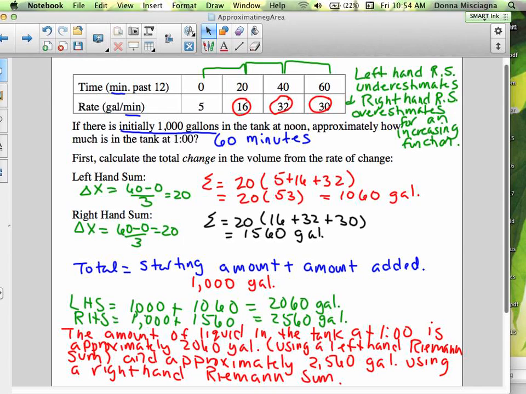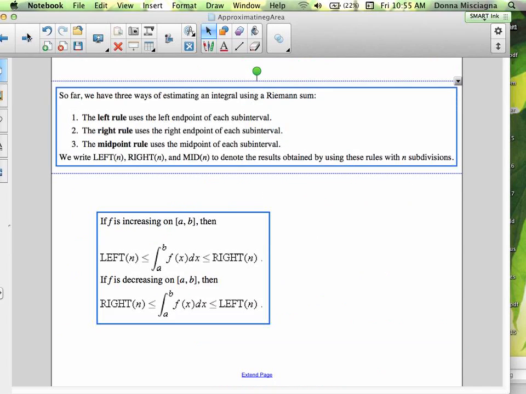Right? So one last thing, though, before I end this tape. One slide. I have one more of these problems, but I'm saving it for another video. So far we have 3 ways of estimating an integral using a Riemann sum. The left-hand rule uses the left endpoints of each subinterval. The right-hand rule uses the right endpoint of each subinterval. The midpoint rule uses the midpoint of each subinterval.